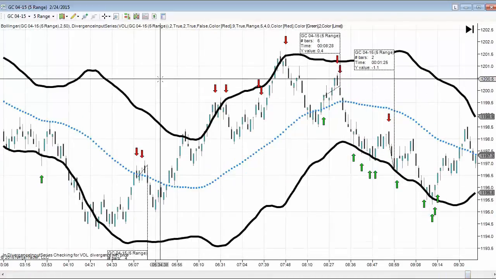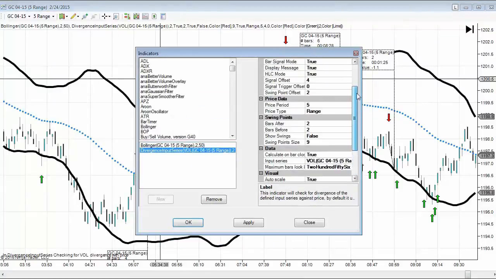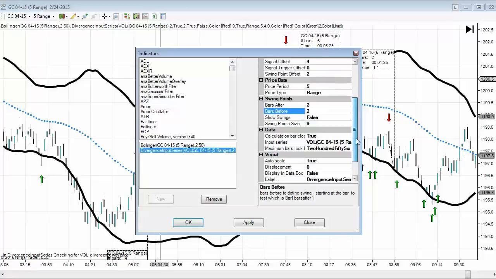The Divergence Input Series is referencing volume. So here I've got it set to a 5-range chart. Make sure in your Divergence Input Series that your price period and price type always match the bars that you're using. And I like to use range bars because they take the whippiness out of the market, right? And then I've got a sensitivity setting of 2 and 2.